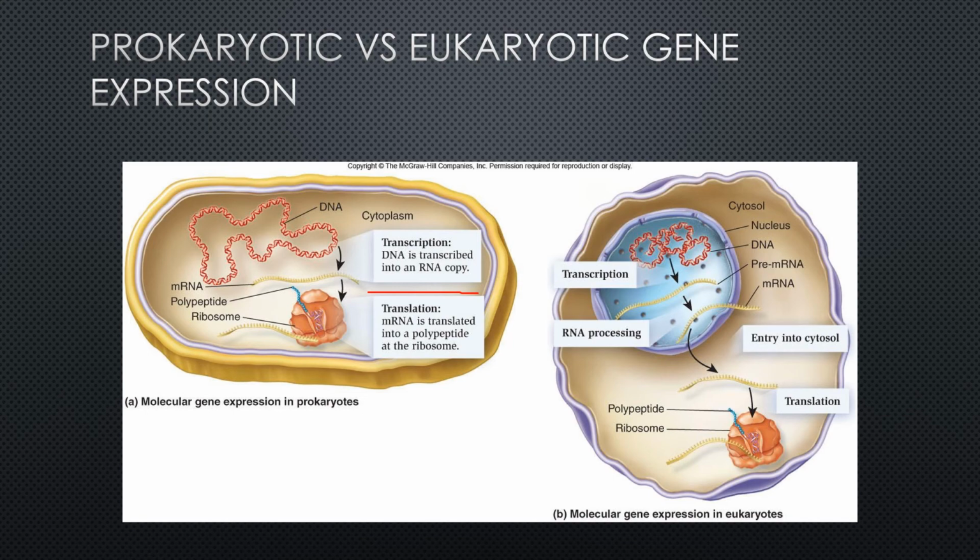In our eukaryotic cell, however, transcription is still taking place, but it's taking place within a nucleus. We make basically our rough mRNA or pre-mRNA, which is then processed into mRNA, and then it is released through our nuclear pore into the cytosol where it's translated at the ribosomes.